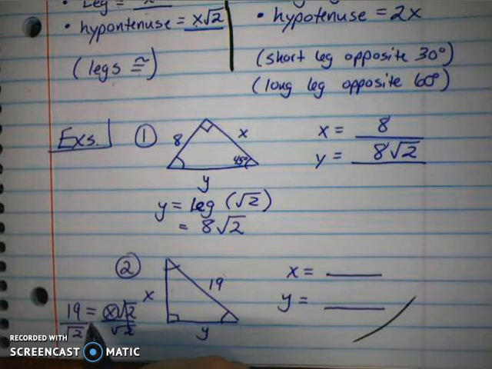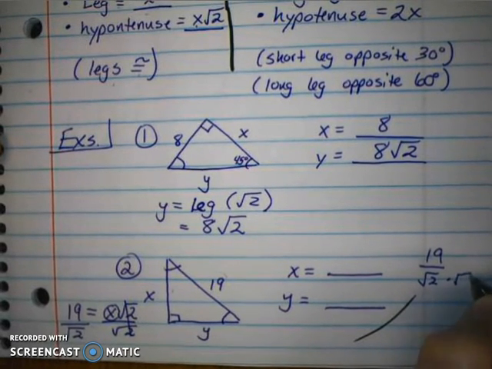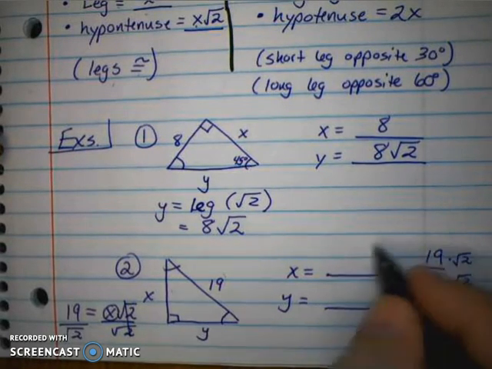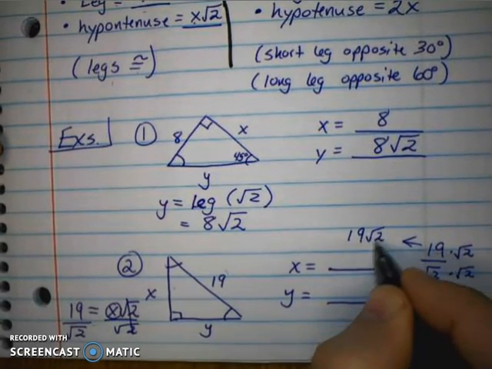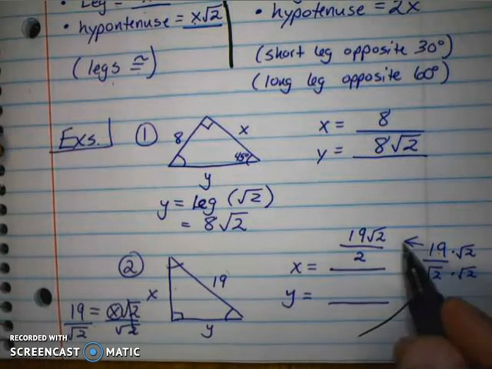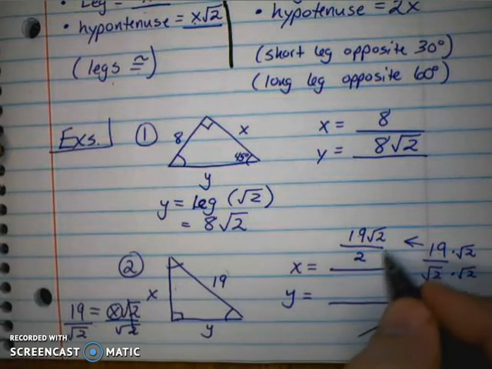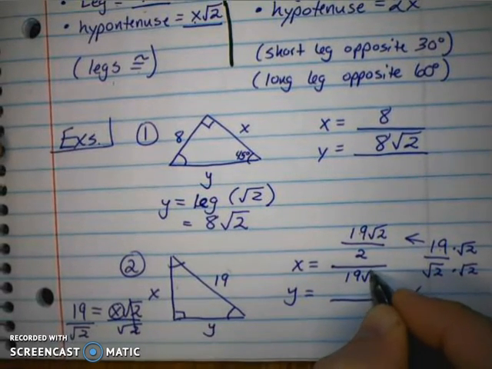In order to fix this, we have to multiply the top and bottom by the square root of 2. Okay? So if I take 19 over the square root of 2 and multiply by radical 2 on top and bottom, 19 radical 2 ends up on top, so I'm going to write my answer over here, over, and root 2 times root 2 is just 2. That cannot simplify. 19 is an odd number, 2 is even, so we cannot divide that. So that is your answer for x, and since y is the other leg, that's also the answer for y.